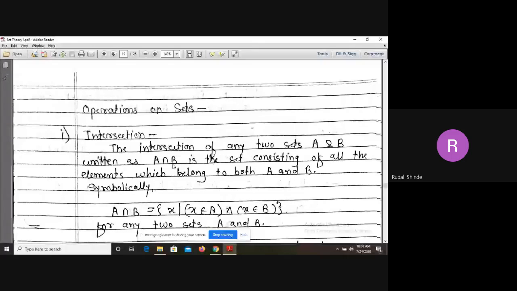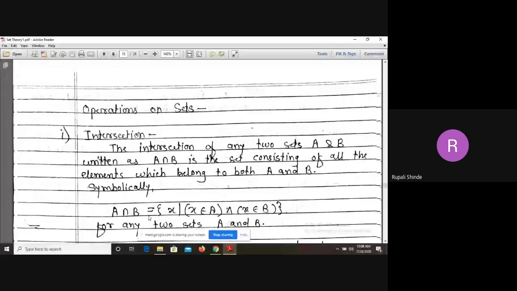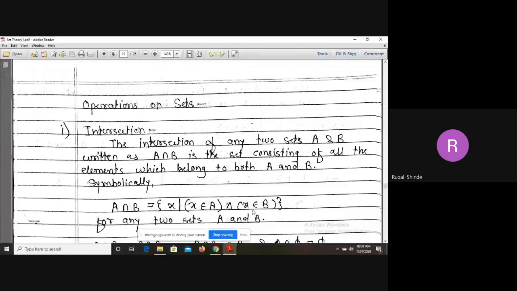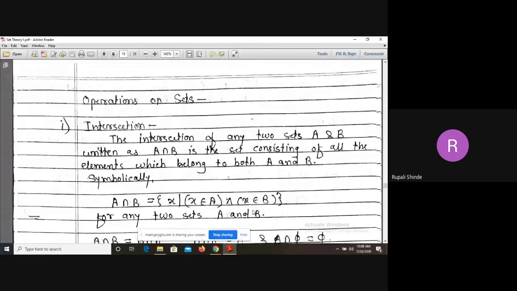So how can we represent it symbolically? This is the symbol for intersection, A intersection B. Here we take the intersection between set A and set B, the common elements between set A and set B. This can be defined as: for any element x, such that x belongs to set A and belongs to set B. So here we find those elements that are present in set A as well as in set B. This is the meaning of the intersection operation.